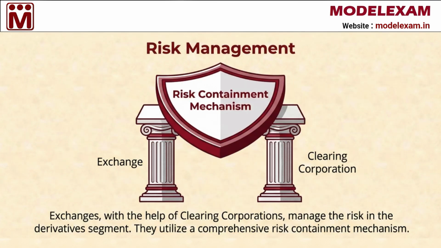Moving on to how this safety net is built, you can visualize the risk containment mechanism as a strong shield supported by two main pillars. On one side, we have the stock exchange, and on the other side, we have the clearing corporation. Together, they utilize a very detailed and powerful framework to manage risks in the derivatives market. This partnership ensures that every single trade is backed up and secure, protecting the entire system from sudden financial shocks.